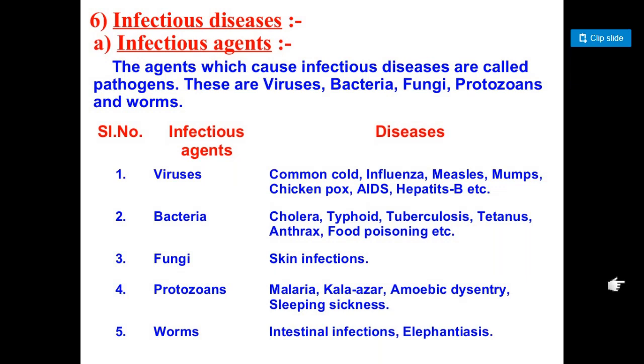The fourth is about the protozoans. Protozoans cause diseases such as malaria, kala-azar, amoebic dysentery, sleeping sickness, etc. These are some of the diseases which are caused by protozoans. The fifth is about the worms. Some intestinal infections and elephantiasis are some of the diseases which are caused by worms. These are some of the agents which cause the diseases that we have already seen here.